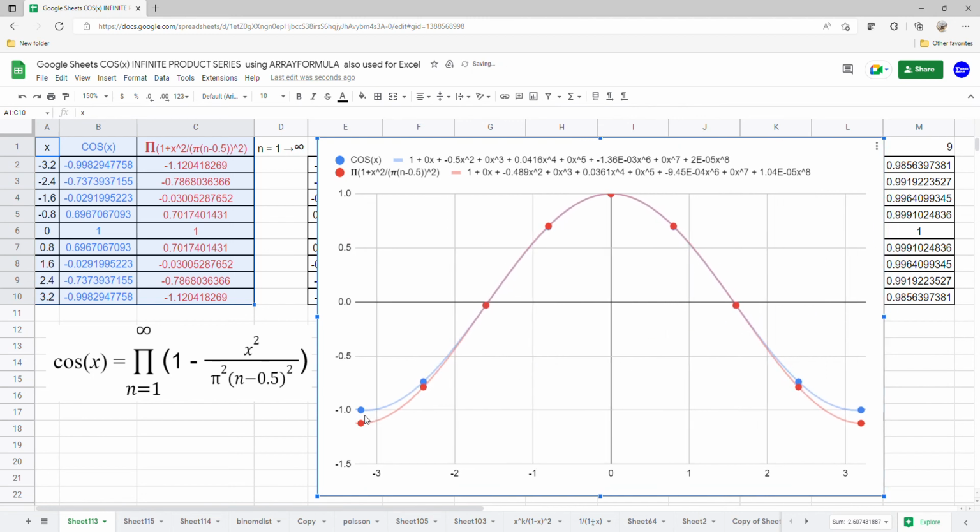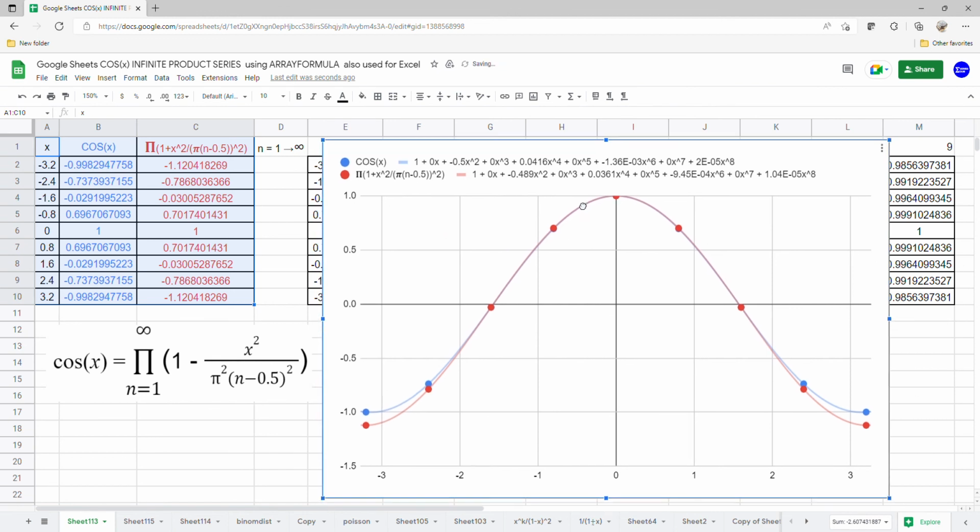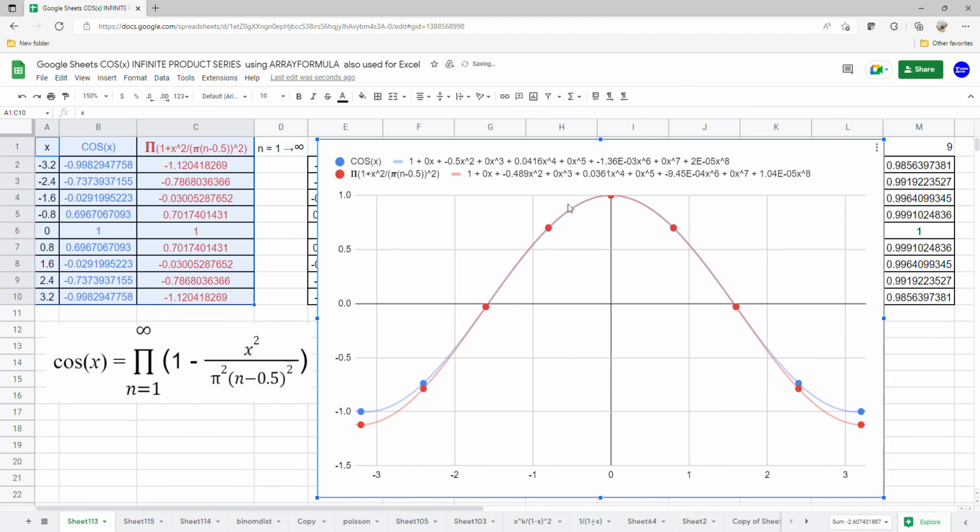You will notice there is an error on these ends because our value for n is from 1 to 9. We can increase that to 100 or infinity, and this error will be reduced. And our polynomial regression coefficients, 1, it's 0.5, 0.498, are just almost the same. This is 0, this is also 0, x cubed, 0.0416, 0.0361, there's a bit of error.